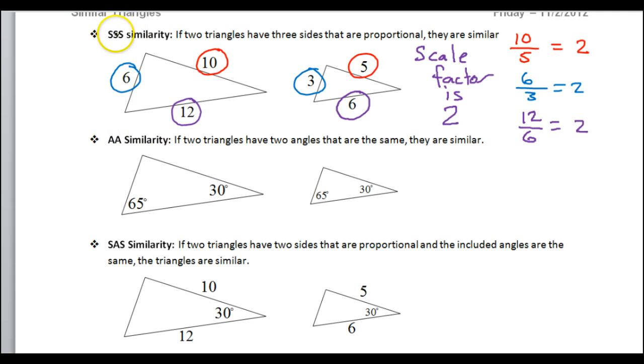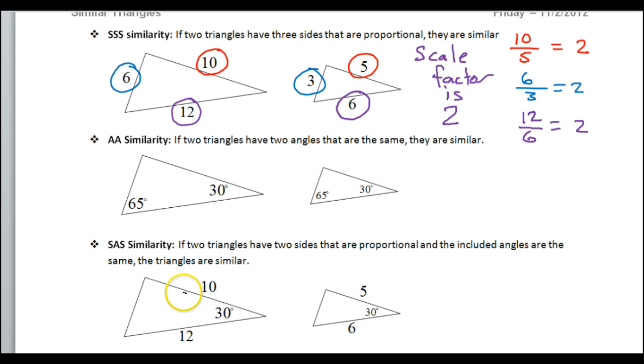Anyway, in addition to side-side-side similarity, we can prove that two triangles are similar if they have two angles that are the same. Like 65 and 30, the small triangle has degrees 65 and 30. That's enough to prove that these two triangles are similar.